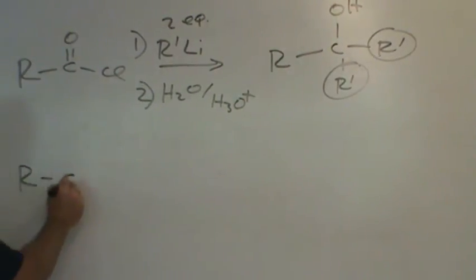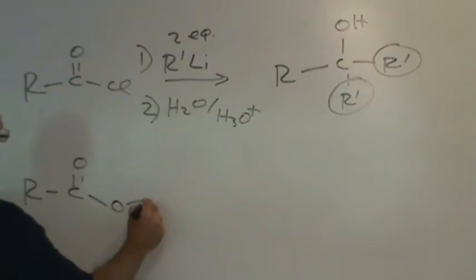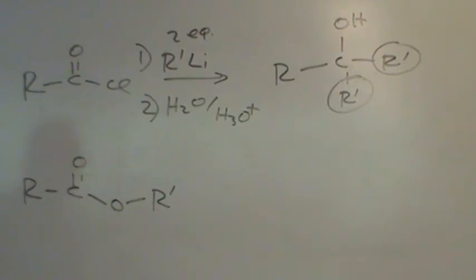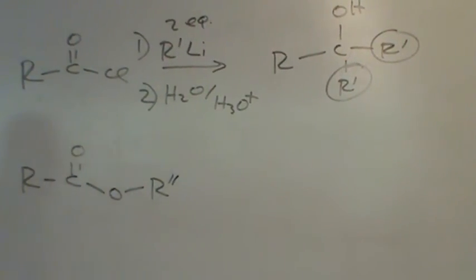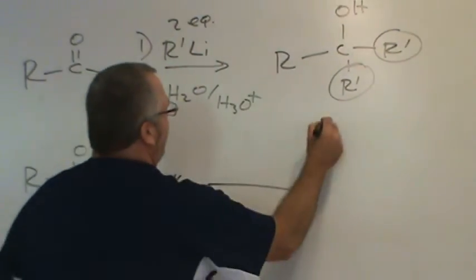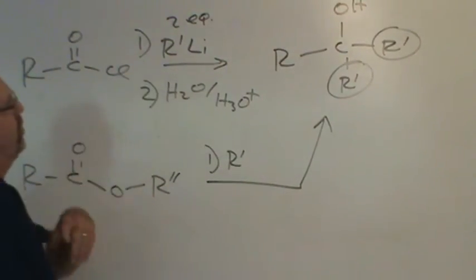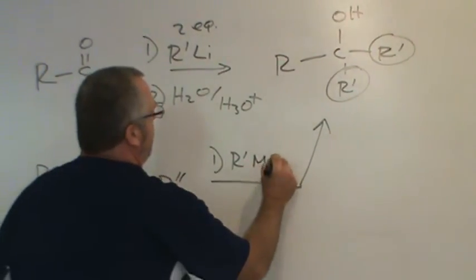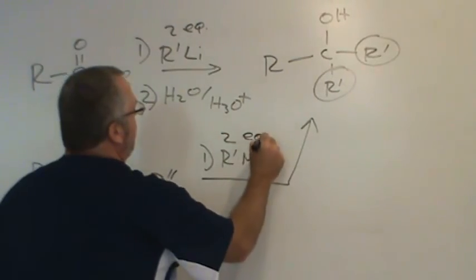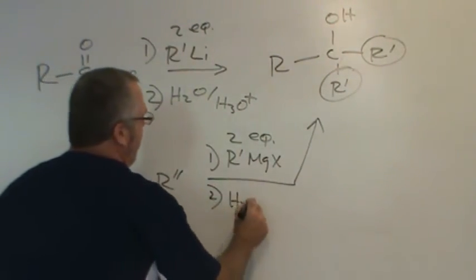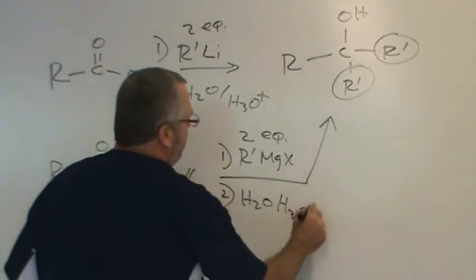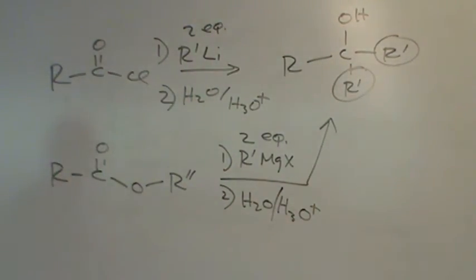Likewise, when we started with an ester, we could do exactly the same thing. So in other words, we can get to exactly the same spot using, in the first step, an organometallic. Since I showed an organolithium there, I'll show a Grignard reagent here. We're still going to need two equivalents. In the second step, H2O, H3O plus, and boom, I get to the same spot. This is the slower version of that reaction. So that's what we've just recently discovered, that there's a lot of similarities there.